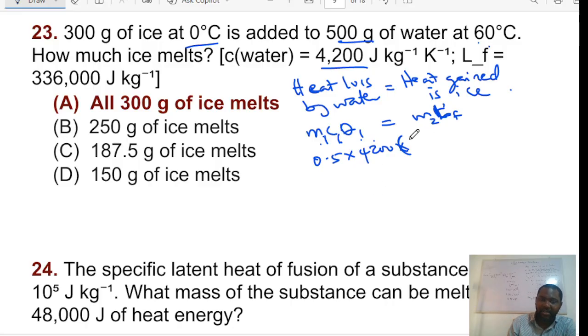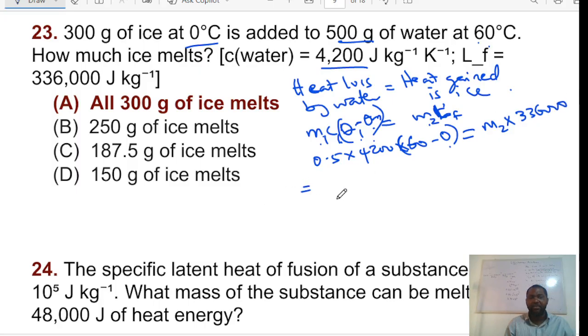So this is going to be 60 minus the temperature of the mixture, which is still 0, because when ice melts, the temperature does not change. It still remains 0 degrees Celsius, and that's exactly what this is saying. So the temperature change is theta 1 minus theta m, the temperature of the mixture, just that the temperature of the mixture is still 0 degrees Celsius. Now the mass of ice is what we are looking for. Specific latent heat of fusion of ice is 336000.